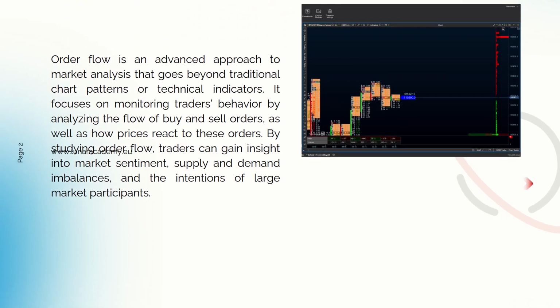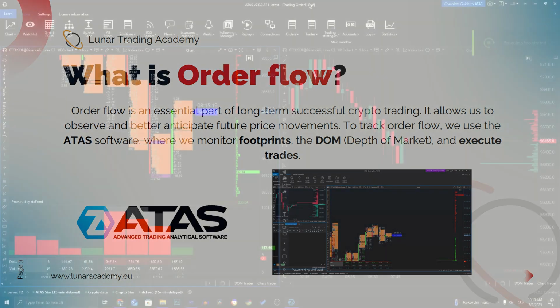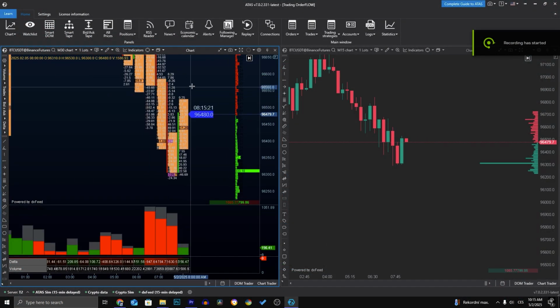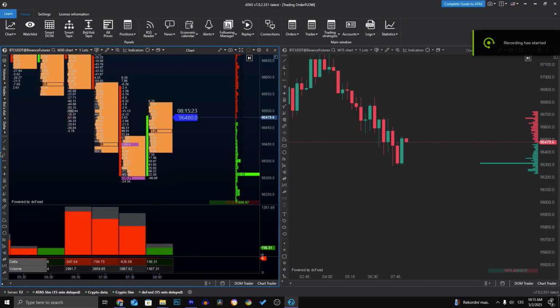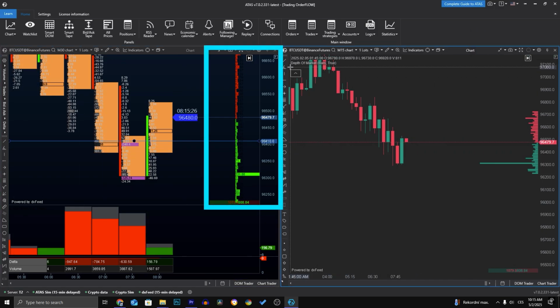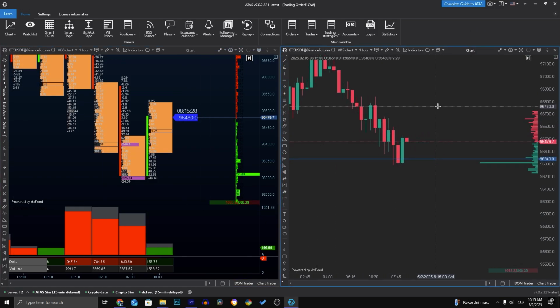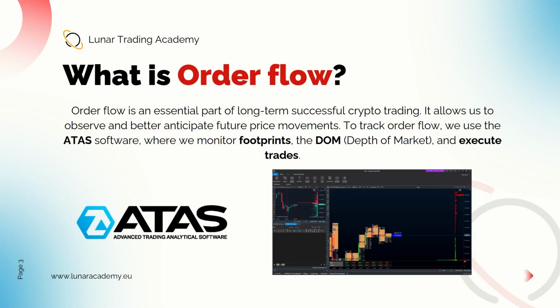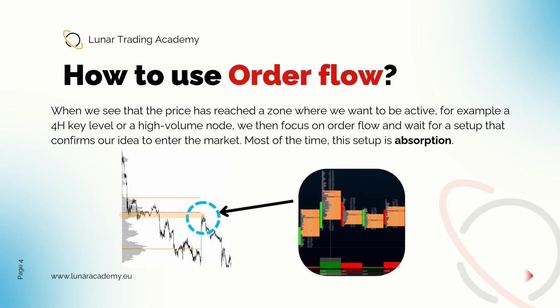To track order flow, we use the ADAS software, ADAS platform, which is also a terminal at the same time, where you can execute trades. And here we monitor footprints, depth of market, also called DOM, and as I said, we also execute our positions here. Therefore, ADAS will be a really important part of this module. In this module, there is an entire video dedicated just to ADAS, because it will be very important for you to learn how to navigate this interface. Because hands down, order flow in general can be really messy and it's easy to get lost.